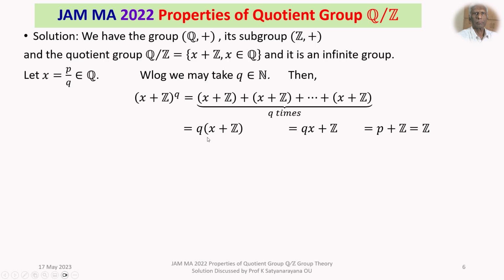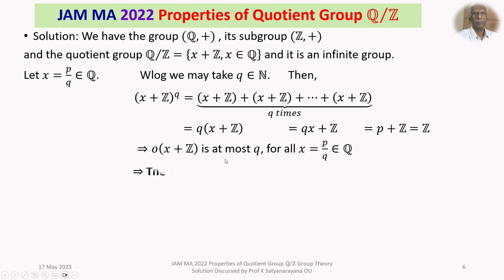And we know the addition of additive left cosets, so the multiplication takes place. It will be equal to qx plus Z, and since q is a natural number and x is equal to p by q, qx will be p. So it will be p plus Z. What is p? p is an integer, so p plus Z will be Z only. That means the order of x plus Z is at most q, for all x equal to p by q belonging to the set of rational numbers.